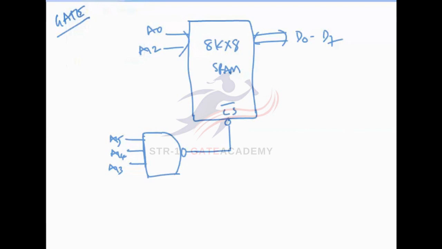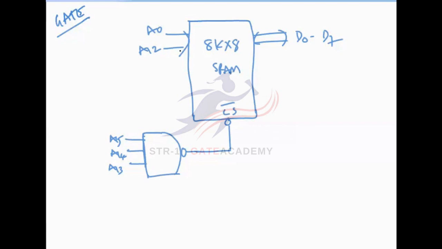Okay, now this is the circuit. Then what is the range of these memory locations? Memory address locations means we have to find out the starting address and ending address, right? To find them, first we have to check how many address lines it requires. Just now we finished here 8 kilo. 8 kilo requires 13 address lines, so 13 address lines are connected to this 8 kilo memory.